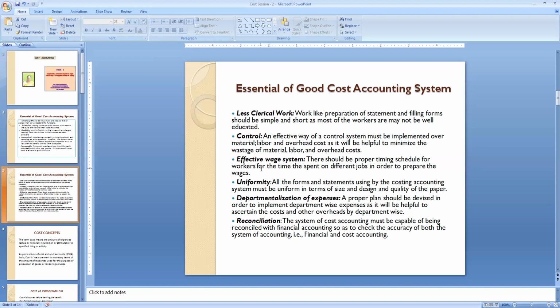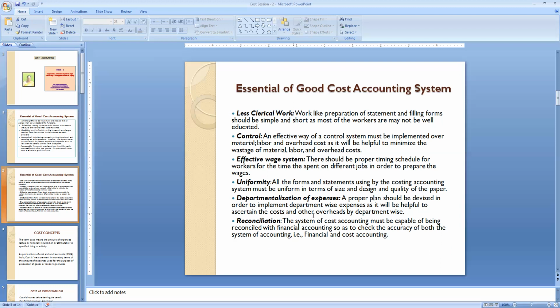So a costing system must contain an effective wage system, and it should be uniform. All the forms and all the statements used by the cost accounting system must be uniform in terms of size, design and quality of the paper.